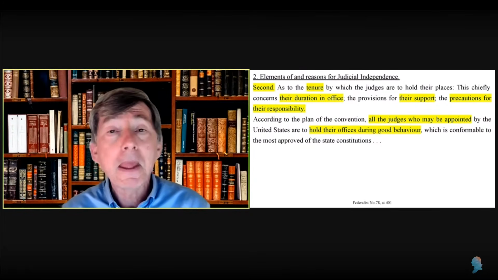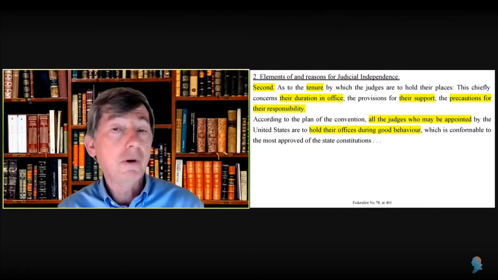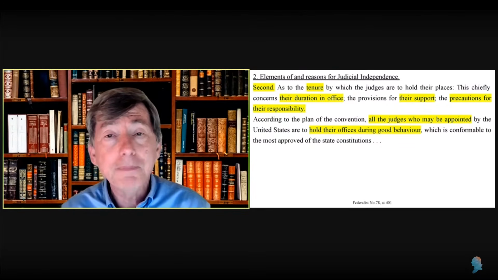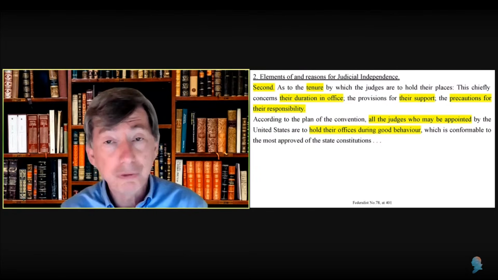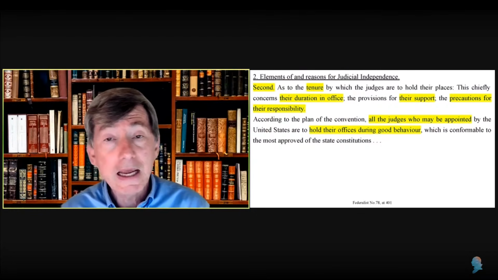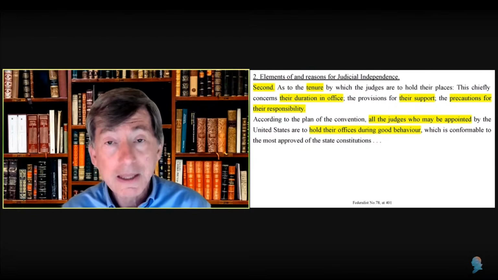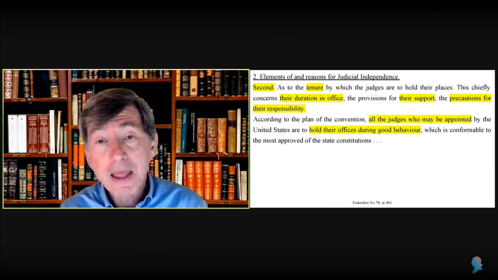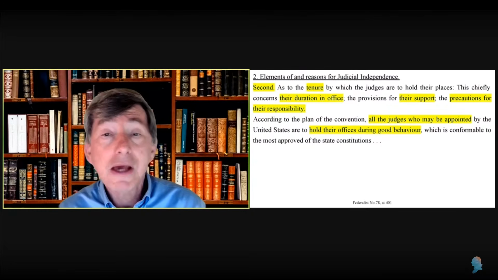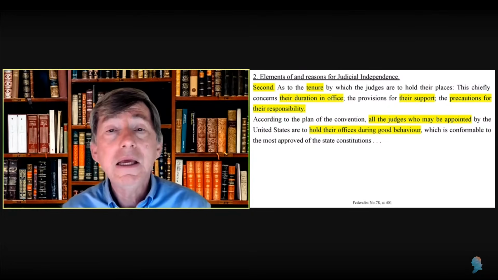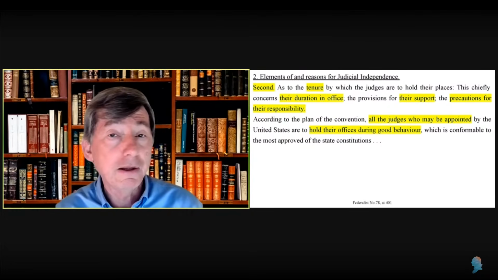Why is this important? Because many argue about independence of judges in a much broader way. The term independence of judges is a term of art taken from the British judiciary. That is, it involved tenure during good behavior and undiminishable salary. That's what constitutes independence. Congress and the president have the ability to do other things that might negatively impact the judiciary. It doesn't mean it infringes on their independence.